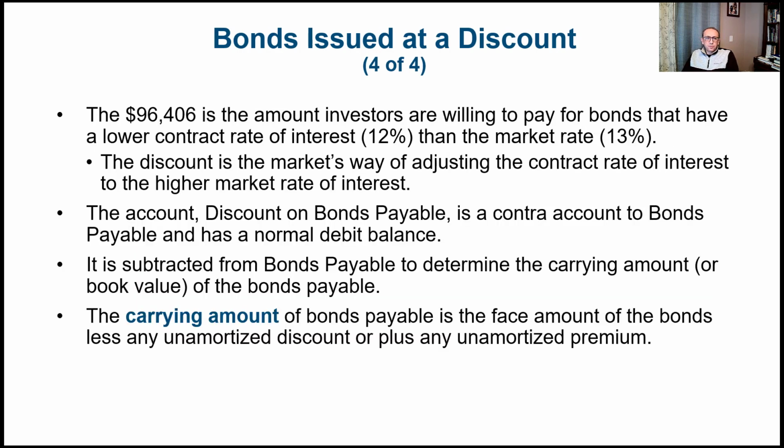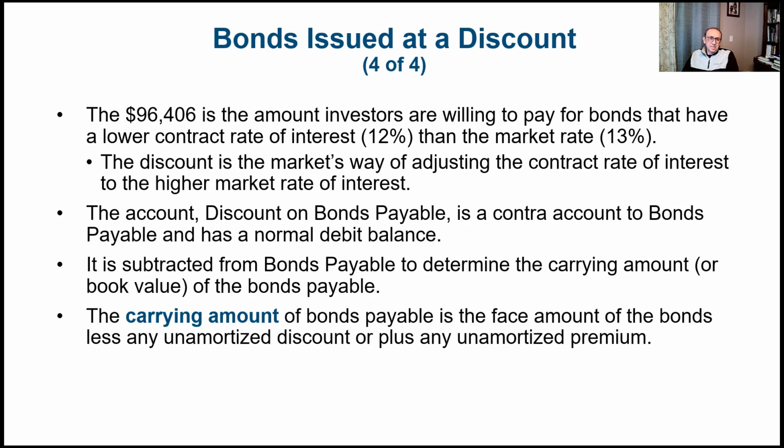So the $96,406 is the amount investors are willing to pay for bonds that have a lower contract rate of interest, which is the 12%, than the market rate, which is 13%. The discount is the market's way of adjusting the contract rate of interest to the higher market rate of interest.